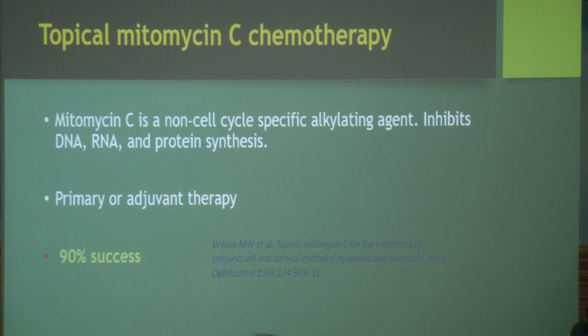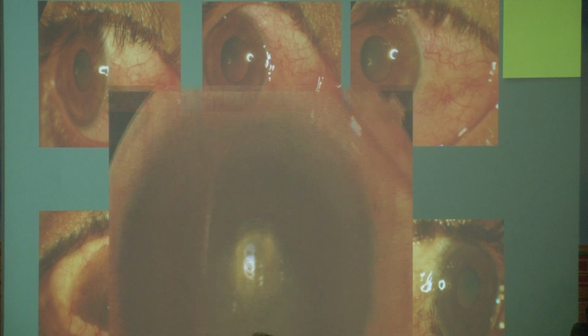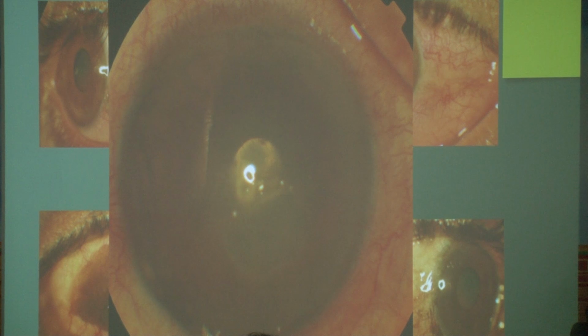Another therapy we have is topical mitomycin C. It is a little more toxic than interferon, and it can be used as a primary or adjuvant therapy. It also gives a 90 to 100% success rate depending upon the pattern of tumor. Actually, it's a faster drug than interferon, and it takes less time to resolve the tumor. But it is not very ocular friendly. Every patient would complain of something in the eye, from foreign body sensation to epithelial defect.